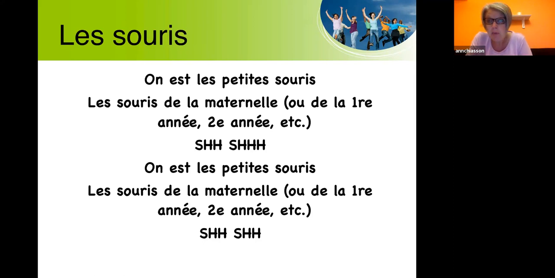On est les petites souris, les souris de la maternelle.